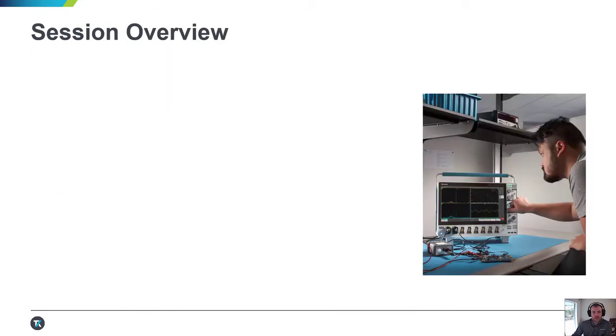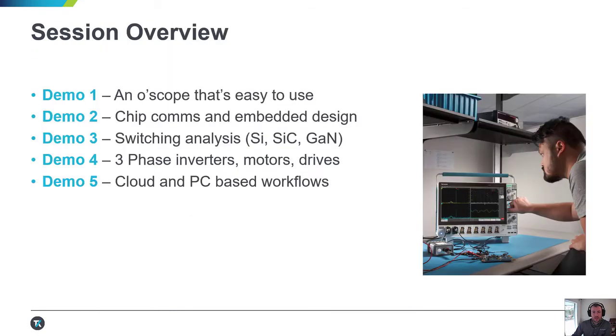So let's do a quick agenda overview. We're going to be packed full of demos here today. And these 5 demos are going to be on, first off, an oscilloscope that's easy to use. That's going to be a general user interface and an introduction to the oscilloscope. Second is going to be embedded design, so chip-to-chip communications and embedded design, some serial decodes in there.